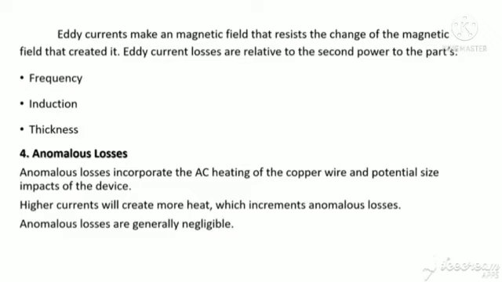Anomalous losses. Anomalous losses interrupt the AC heating of the copper wire and have potential size impacts on the device. Anomalous losses are generally negligible.